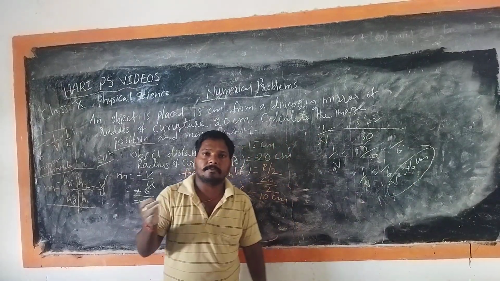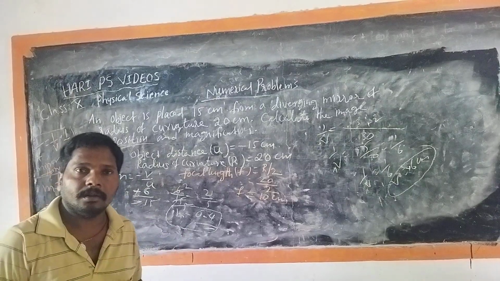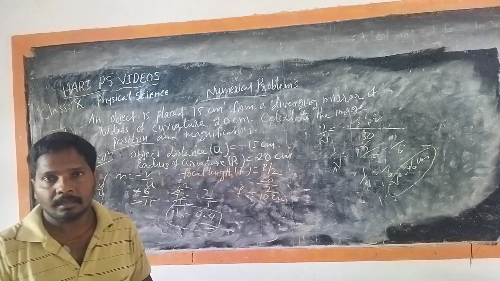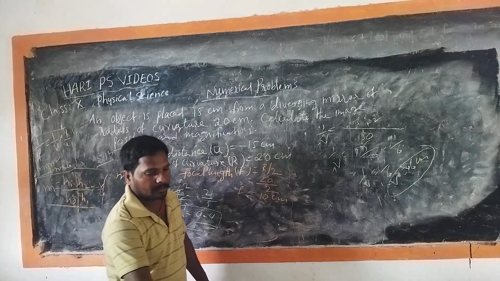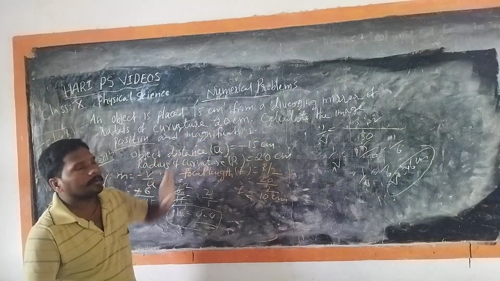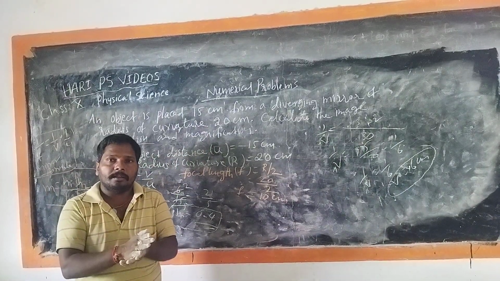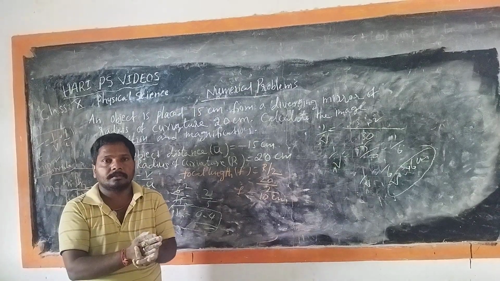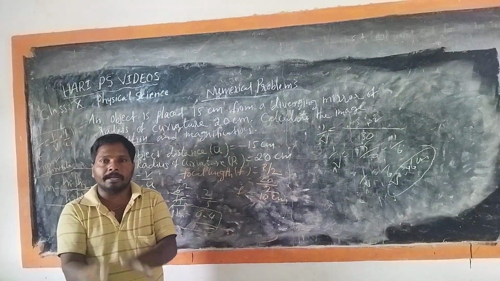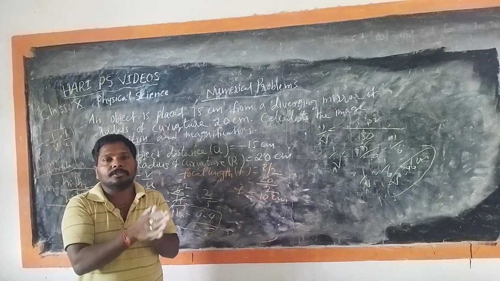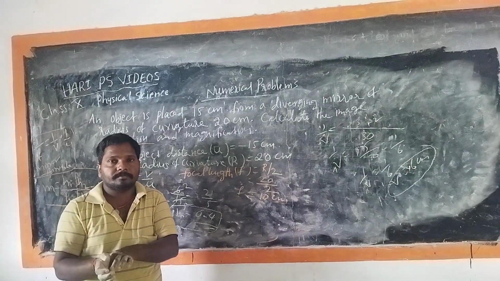plus 6 centimeters from the mirror, and it is formed behind the mirror. So in this way we have to calculate and solve the numerical problem. Numerical problems are very easy when we know the sign convention rules, because the sign should be mentioned correctly, plus or minus, depending upon the position of the object and the position of the image.